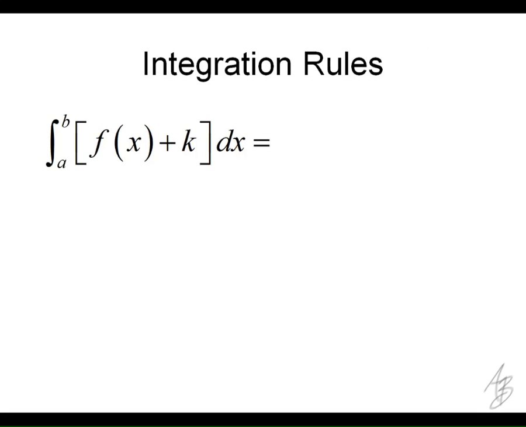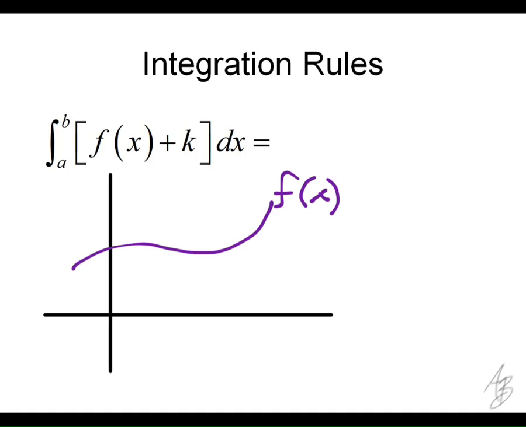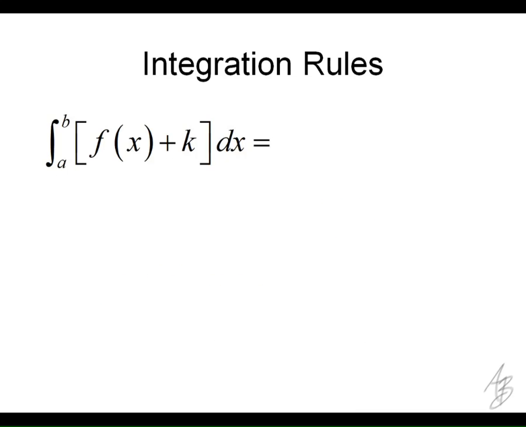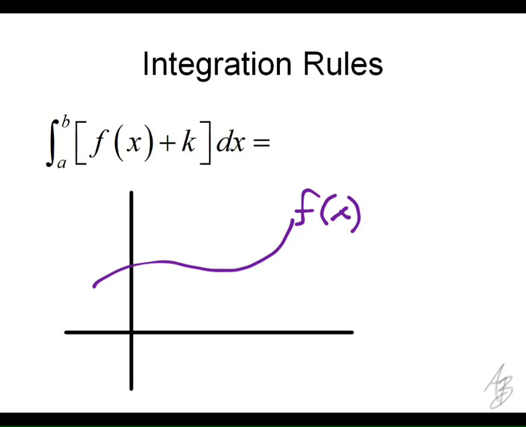Probably should have saved this one for later because this comes from another one, but we can do it here. So if we take a function and then we shift it up by a constant k, how is the integral going to be affected? It is going to go up, at least if k is positive, it's going to go up.